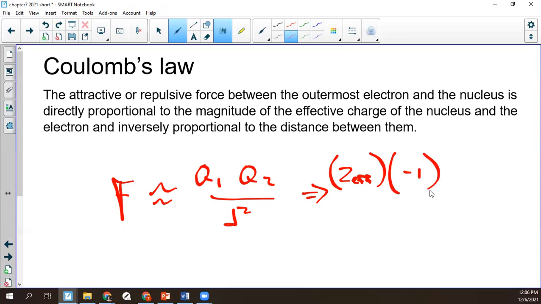Why -1? Because that's the charge of an electron. We can do this for the repulsive force between two electrons, and then it'll be -1 and -1. We can do that too. But for now, just with this, divided by how far they are apart.